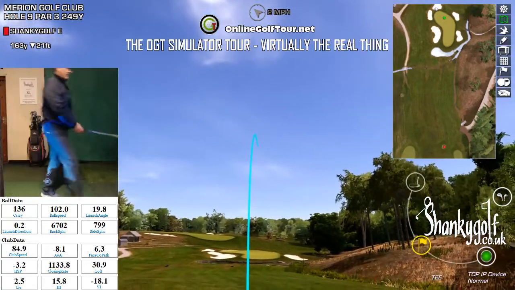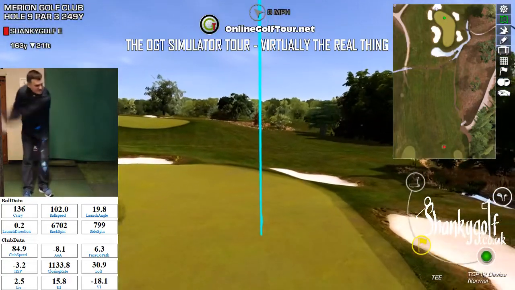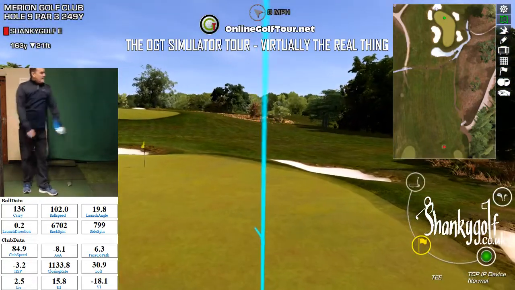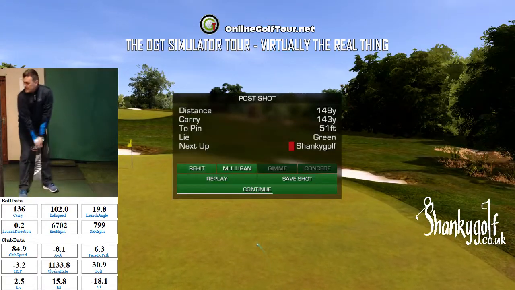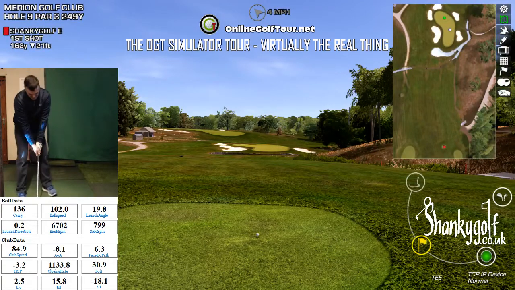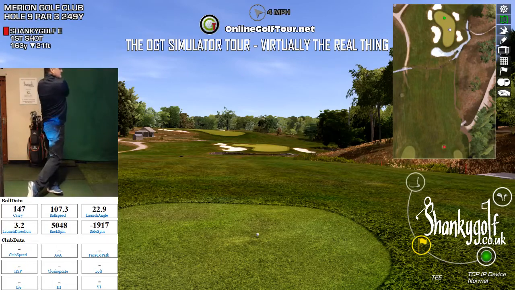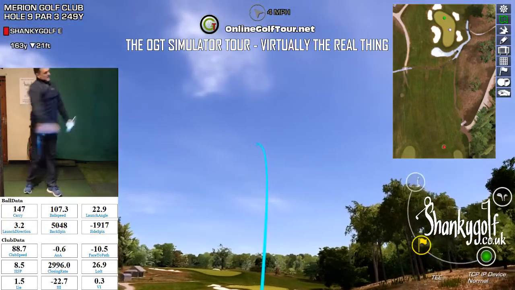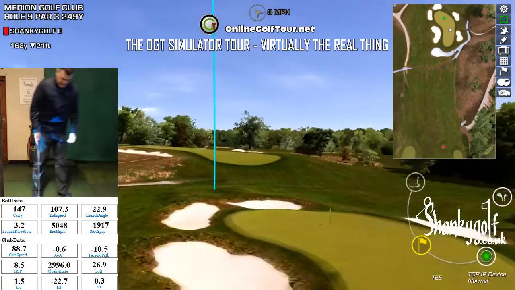Oh yeah. Aim down the left and try and hit a draw. Reroute it. Aim down the left. Try and hit a draw. Reroute it. Oh, it's not on target. It's rerouted.